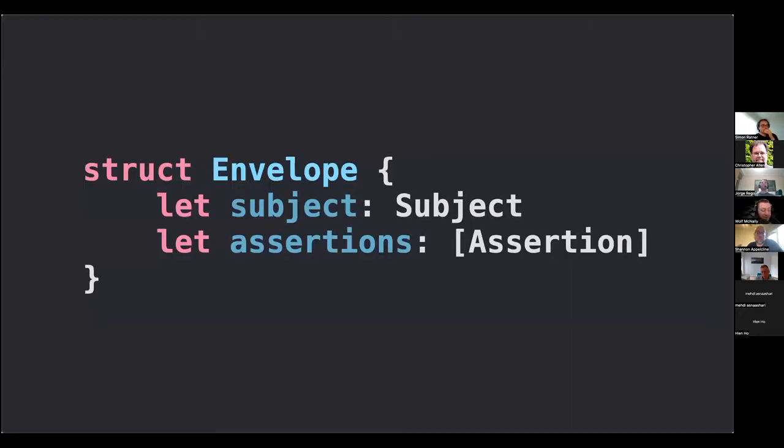Again, I mentioned this in the last one. This is Swift code here. And most of our reference code is in Swift. We also sometimes have C++ versions. In this case, so far, we've only done this in Swift. We're hoping the community will be interested enough in this to actually port it to some other platforms. So an envelope is just basically a subject and a set of assertions about that subject.